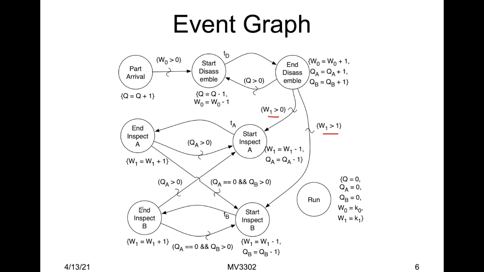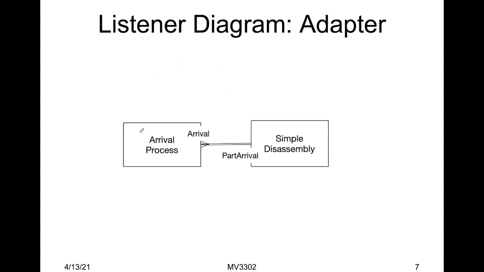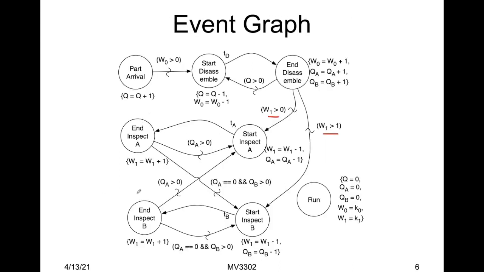But here's where things start to differ a little bit. So here let's look at end inspect A. We now have an available worker. Because we prefer to inspect an A, this says that if there's an A waiting, we'll inspect that.